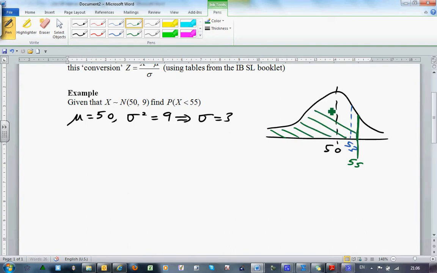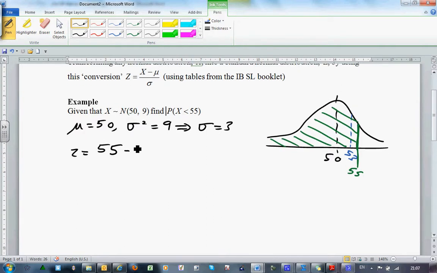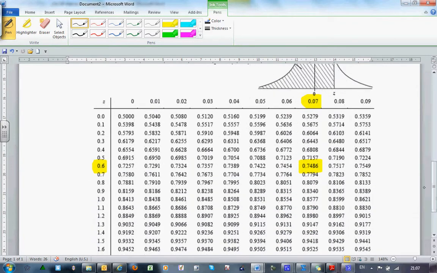So we know it's bigger than one standard deviation away from the mean. Let's have a look. We're going to use z equals x minus mu over sigma, x minus the mean, over the standard deviation. The x value in this case is 55. This gives us a value for our z as 5 over 3, which is 1.67. Now, if you look at the tables, and I've got a copy down here, you'll see that you can only do 2 decimal places.